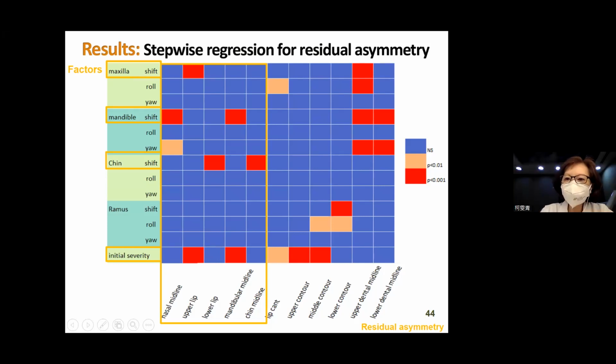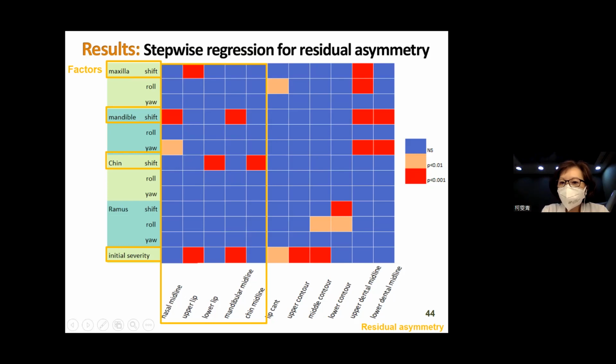Yeah, I think Dr. Low's intermediate stent has an extra mechanism to accurately detect the roll because there is an extension in the front. So I think that's a very smart way to improve the accuracy of roll, since it seems the roll rotation is a significant factor affecting the residual asymmetry. And there is also a factor called chin deviation and symmetry related to the residual asymmetry.